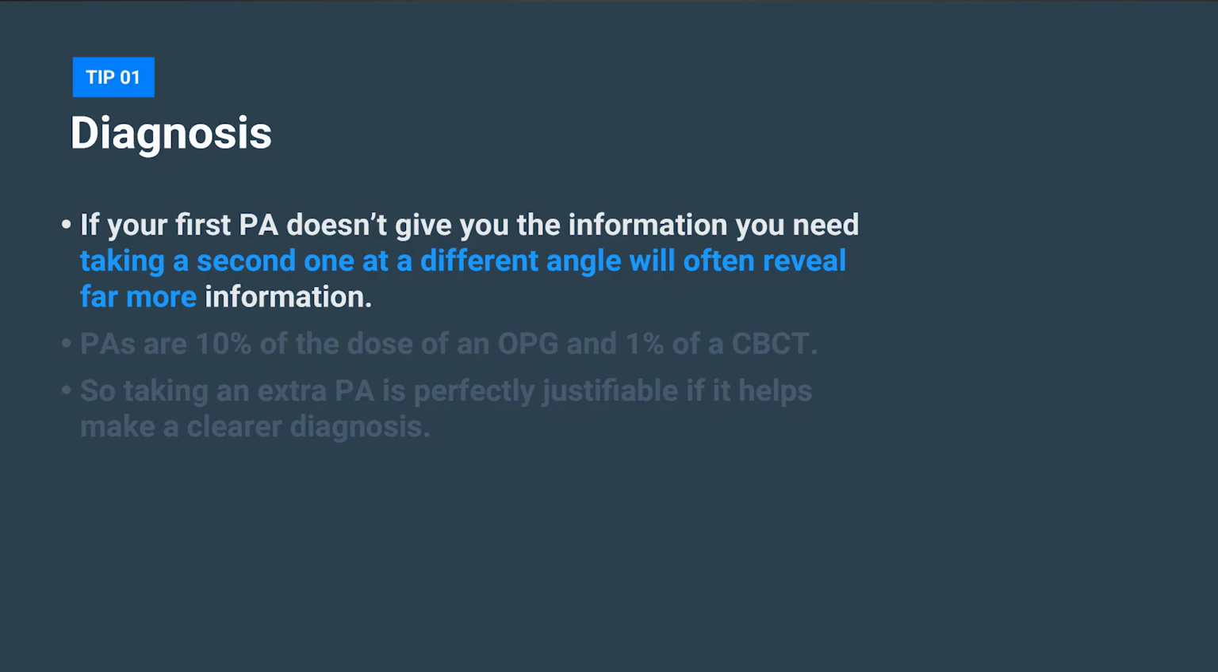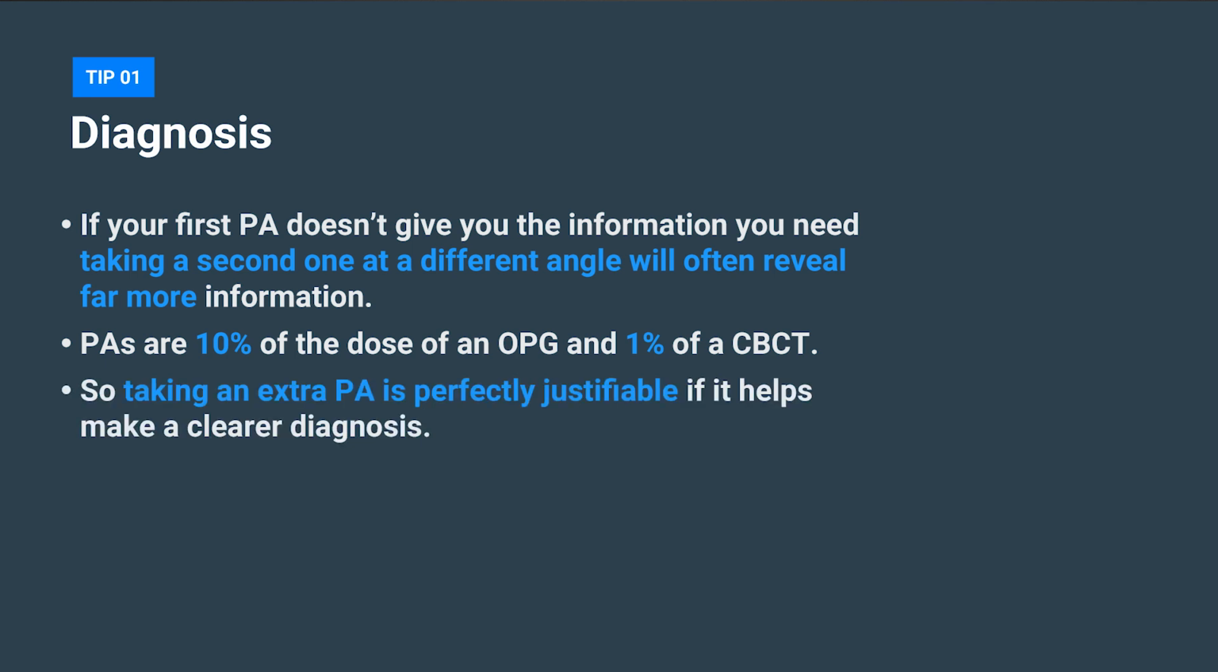So top tip number one, if your first periapical isn't giving you the information that you require, taking a second one from a slightly different angle, normally angled mesially is more straightforward, and slightly lower will give you a different projection on that tooth and reveal far more information. Periapicals are 10% of the dose of an OPG and only 1% of the dose of a CBCT. So taking an extra periapical is perfectly justifiable if it helps make a clearer diagnosis for the patient.